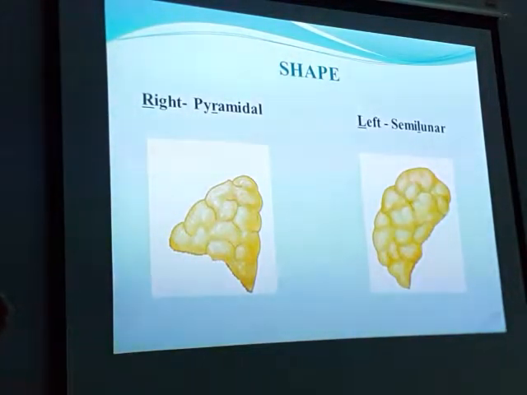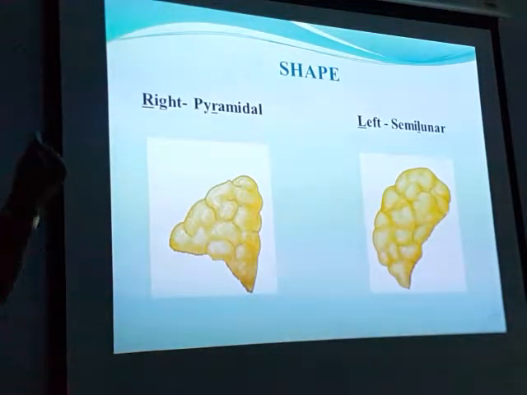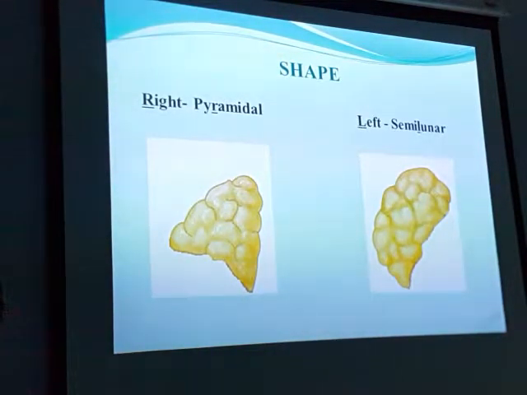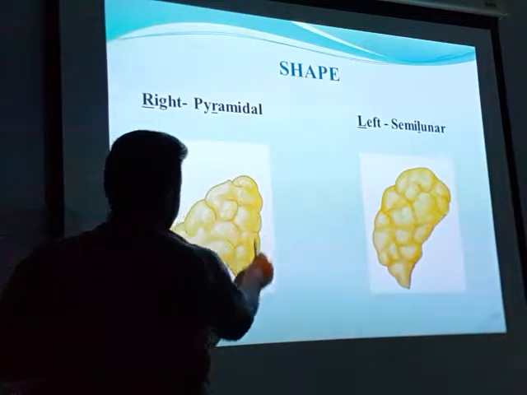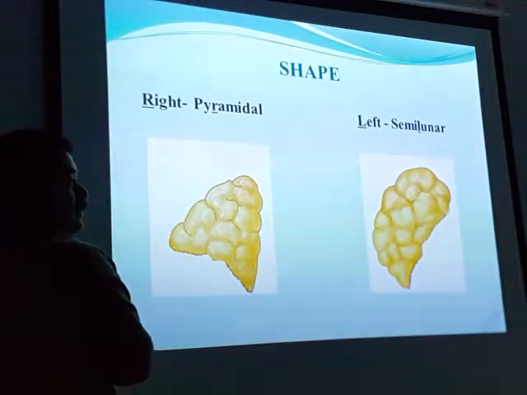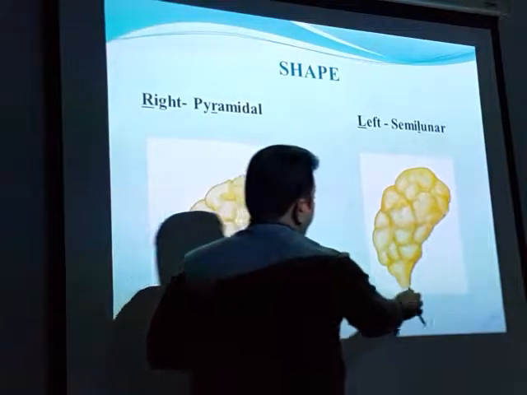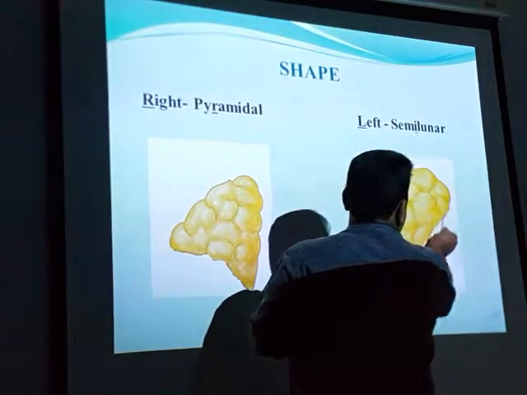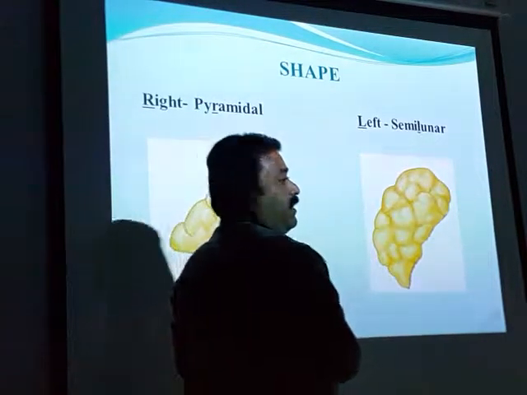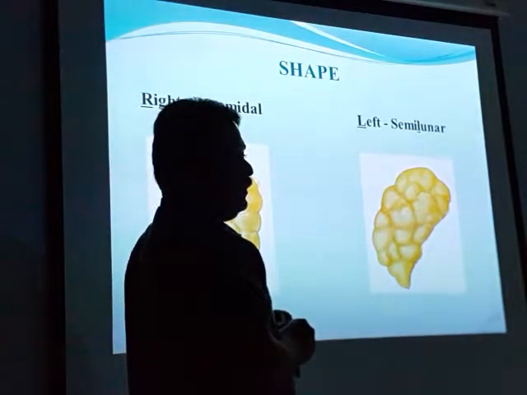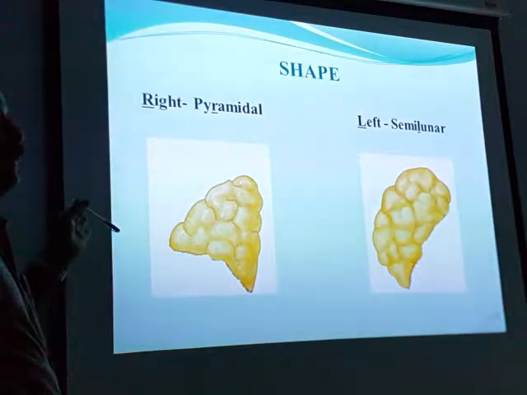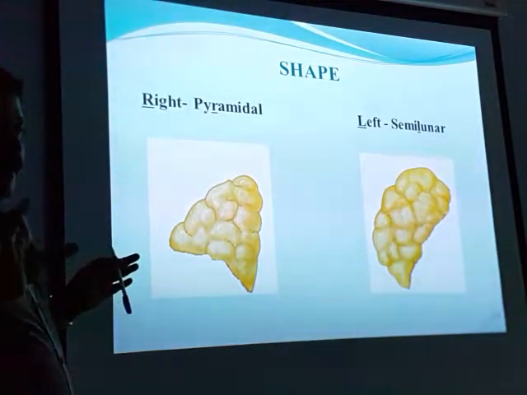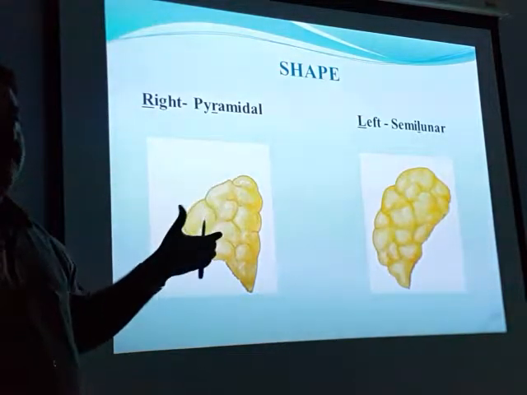Next is the shape of the suprarenal gland. The right suprarenal gland is pyramidal in shape, whereas the left suprarenal gland is semilunar in shape. Right one pyramidal, left one semilunar.